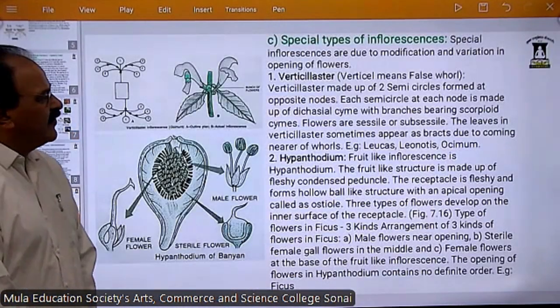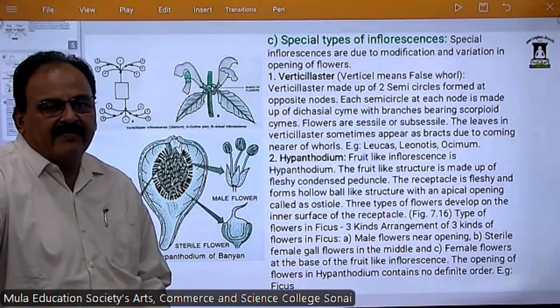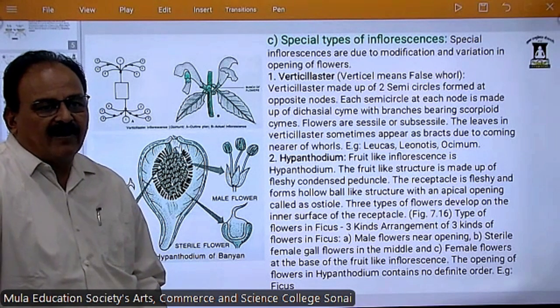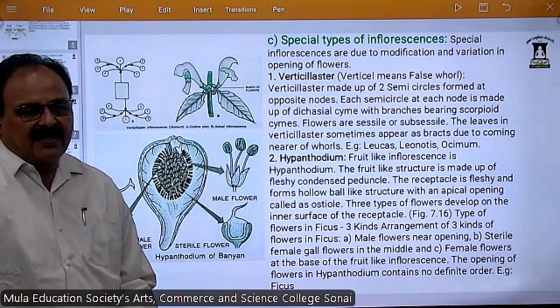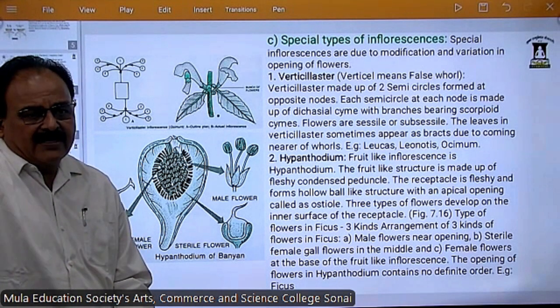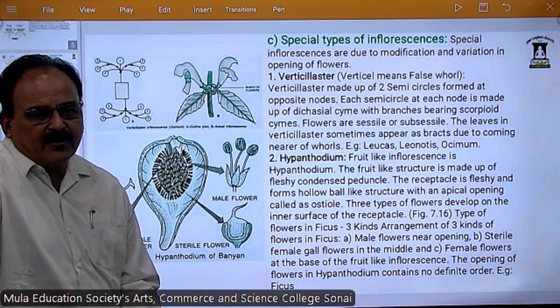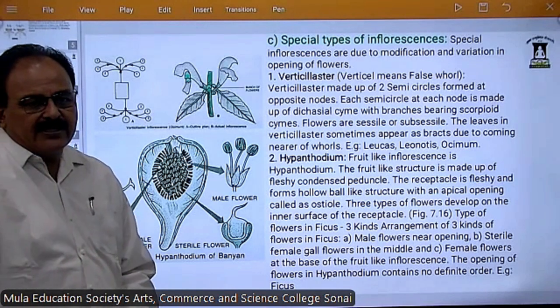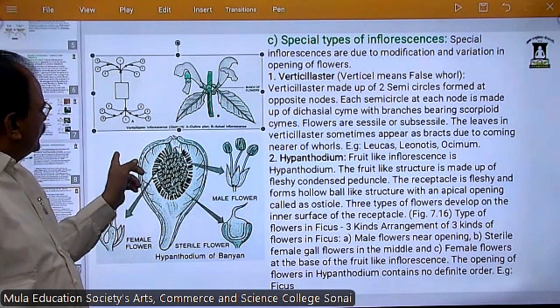Then special types of inflorescence. Special inflorescences are due to modification and variation in the opening of flowers. First special type is verticillaster. The examples are Ocimum sanctum, Leucas aspera. Verticillaster means verticil, meaning false whorl. Verticillaster is made up of two semicircles formed at opposite nodes like this. There are two semicircles. They are opposite to each other.